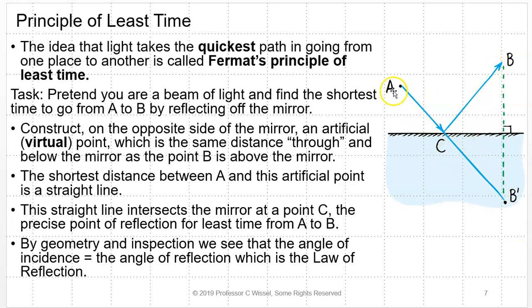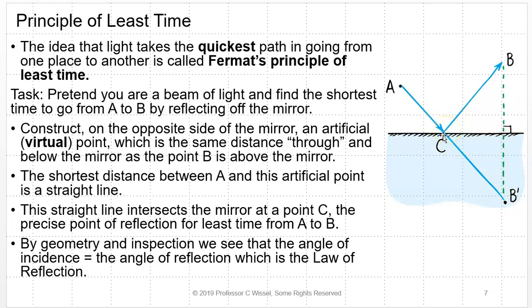So what you do, being a smart beam of light or a smart commuter, is construct an artificial virtual point, which will be the same distance below this surface inside the material as this point is above the surface. It's virtual, so it's imaginary. If you look at these triangles, you can see that the shortest distance between A and this artificial point is this straight line. And light wants to do that, but it can't go here, because light reflects off the surface. So this straight line intersects the mirror at point C, right here.